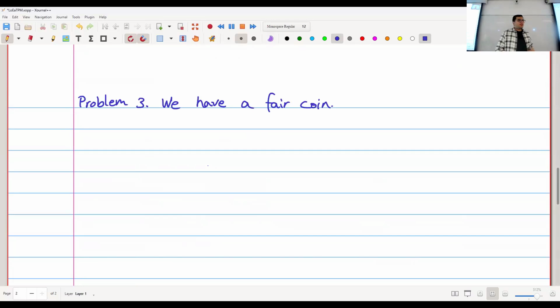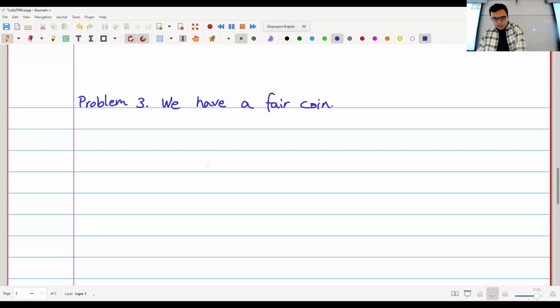So I flip the coin. If it's heads, I'm happy, I stop. If it's tails, I flip it again. And if it's heads, again, I'm happy and I stop. If it's tails, I keep flipping. So as long as I'm seeing tails, I keep flipping until I see my first heads, and then I stop.